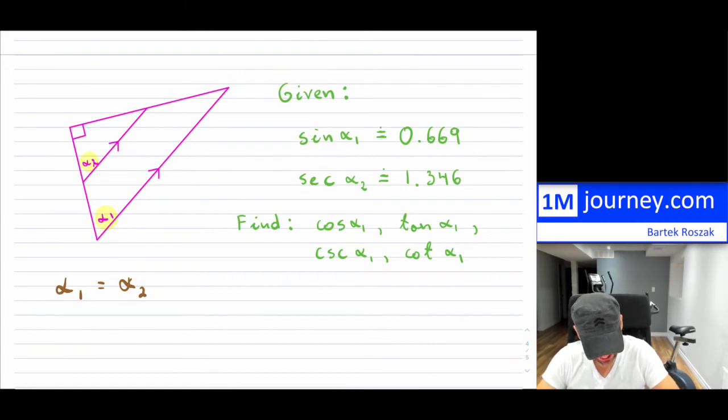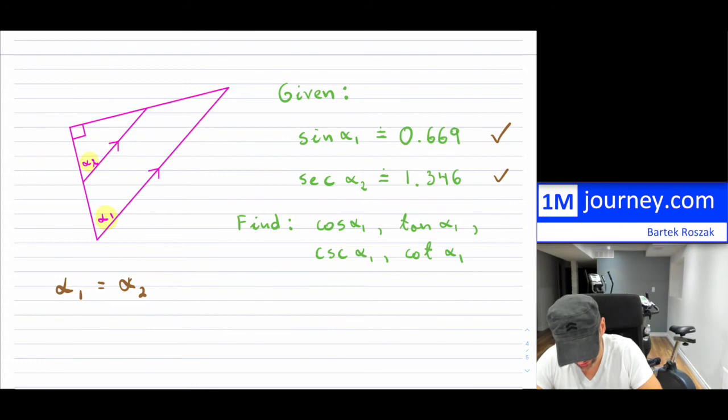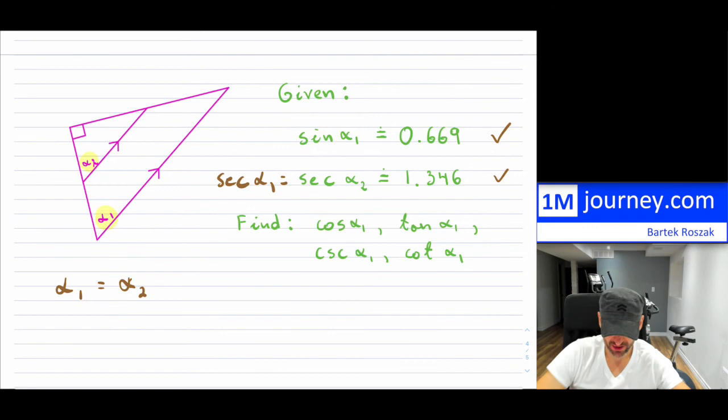So they give us what the sine of alpha 1 is, and then what the secant of alpha 2 is. Now, because alpha 1 equals alpha 2, those angles are the same. That means it's actually secant of really the same thing, alpha 1, because these are identical. Now that we have those, we're being asked to find all of these different ratios: the cos, the tangent, the cosecant, and the cotangent with respect to the angle of alpha 1.